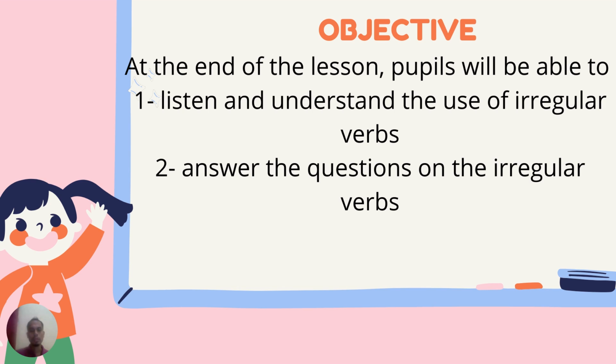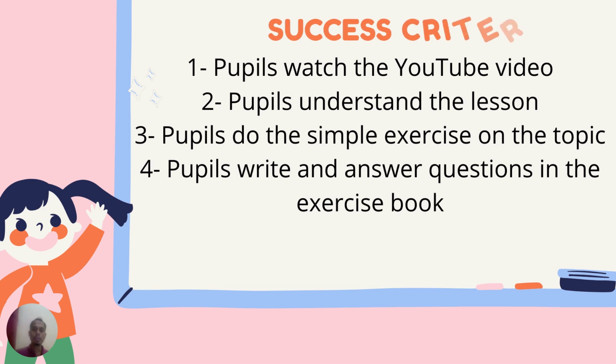At the end of the lesson, pupils will be able to listen and understand the use of irregular verbs. And number two is answer the questions on the irregular verbs. The success criteria for our lesson are: number one, pupils watch the YouTube video, pupils understand the lesson, pupils do the simple exercise on the topic, and the last one is pupils write and answer questions in the exercise book.